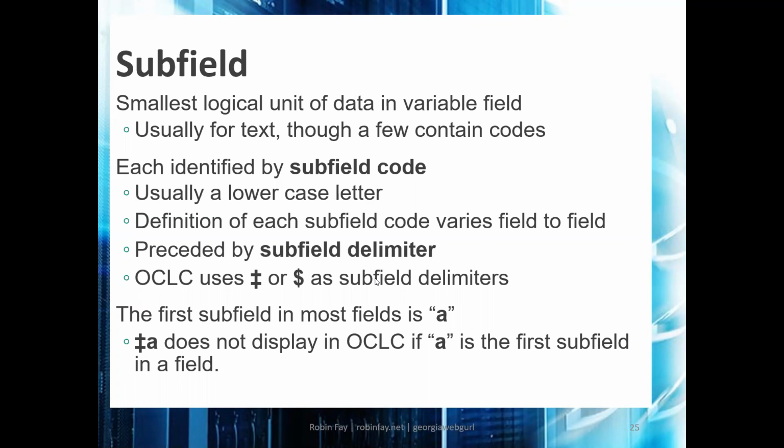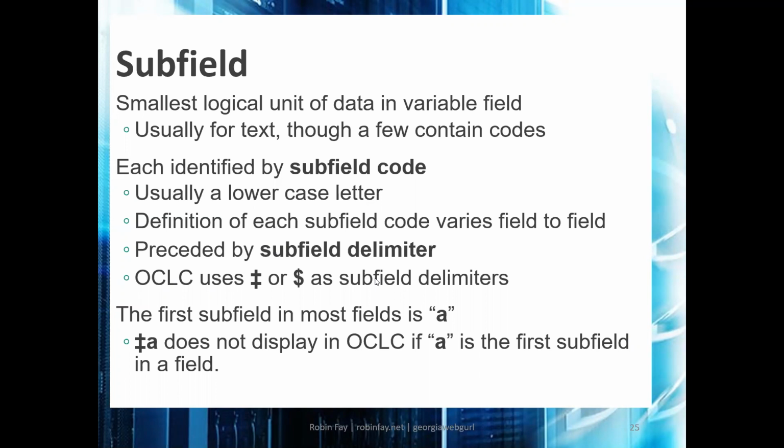You may see it as a $ sign if you're using Connexion in the web-based version, or you're using a web browser to do your work. It's more likely going to turn into a $ sign, or it will turn into a long stem or pipe, as they're called in web development. The first subfield in almost all fields, there's a couple of exceptions, is A, but it does not display in OCLC.